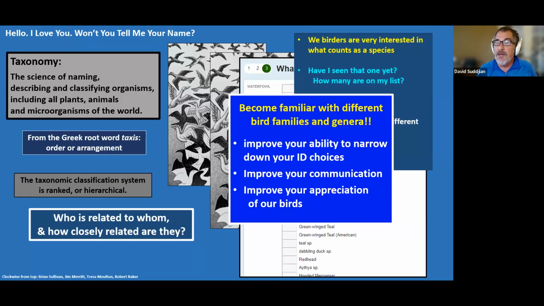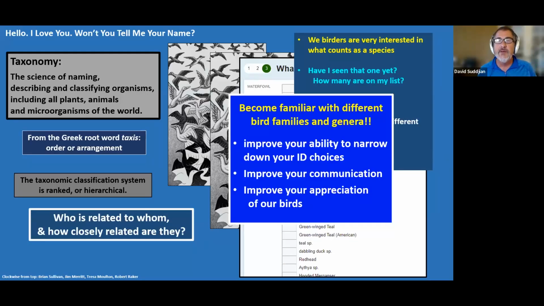So if we pay attention to these things, become familiar with different bird families and genera, it will help us in our ability to narrow down our ID choices. So if we can recognize that something is in a certain group, and it may be at a broad level, like I recognize that as a kind of sparrow. Well, that gets us a lot of the way out of a lot of potential small songbirds to say that's a sparrow. So improve your ability to narrow down your ID choices.